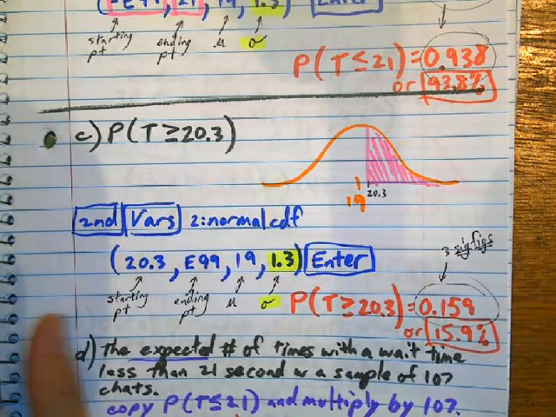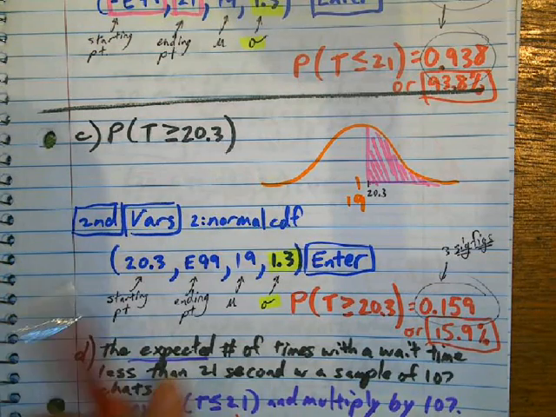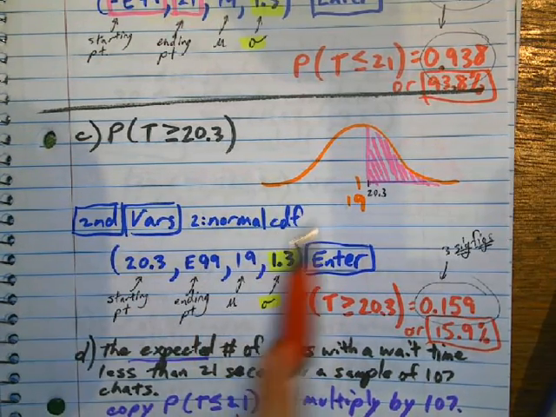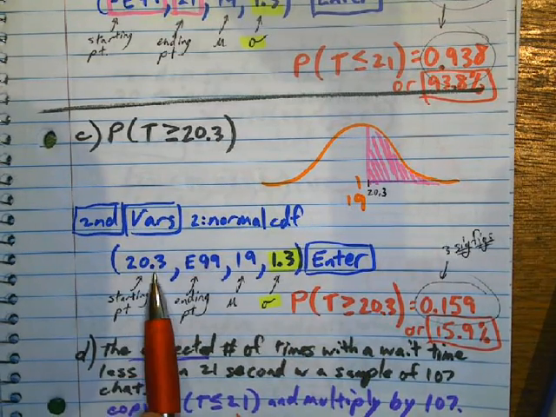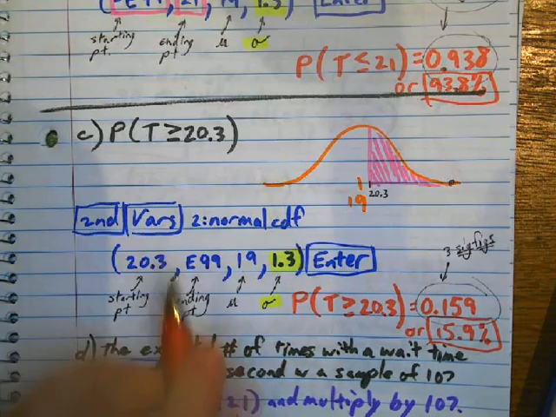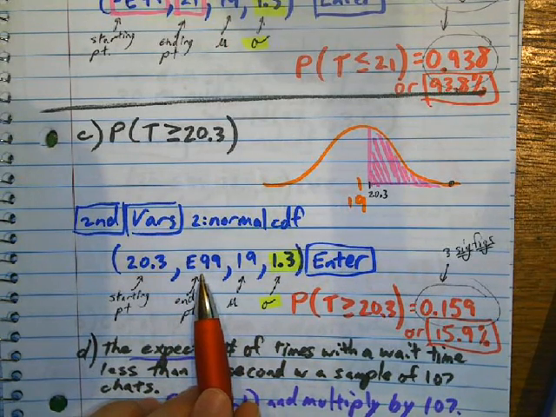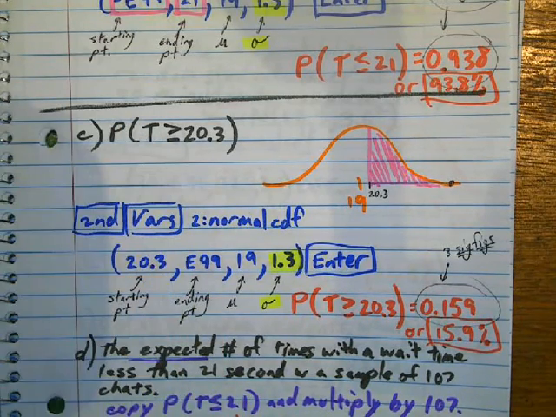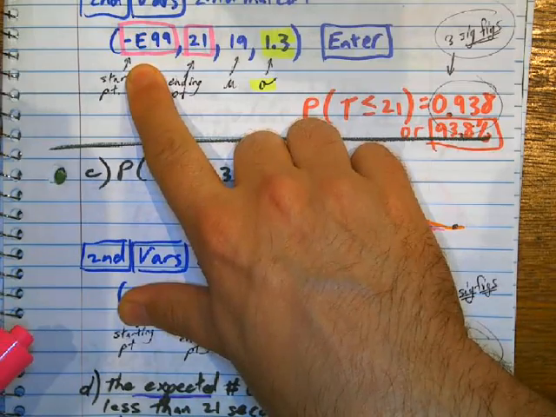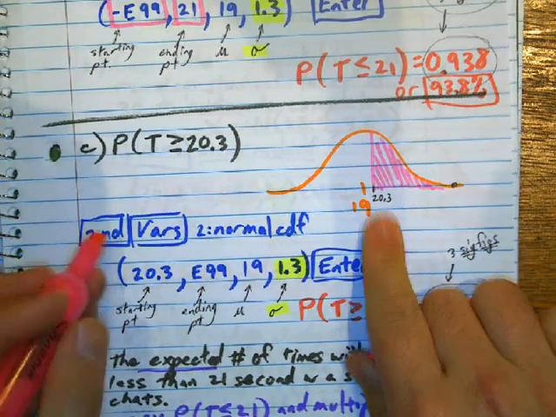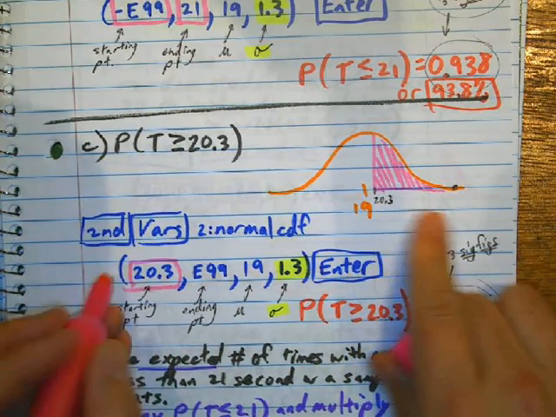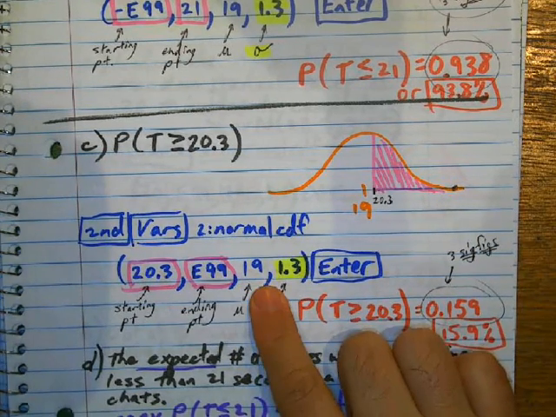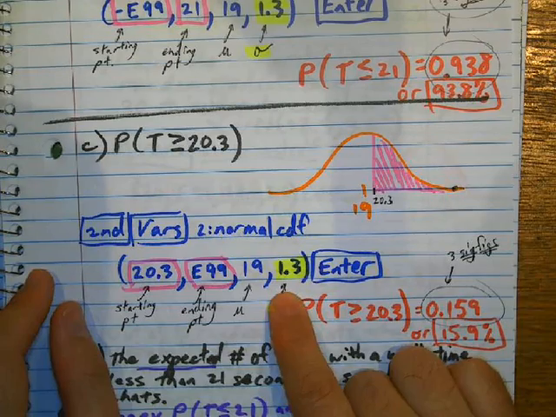Okay, so what do we do? Second var, normal CDF. My starting point is 20.3, and the ending point is 10 to the power of 99. That's a very big number. Notice how the starting point before was the smallest negative number up to 21. Here our starting point is 20.3, and our ending point is the largest number you can possibly imagine, 10 to the power of 99. And then just like before, we've got our mean and our standard deviation, and enter.